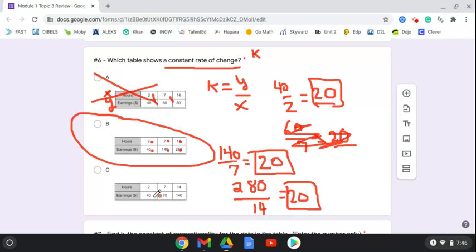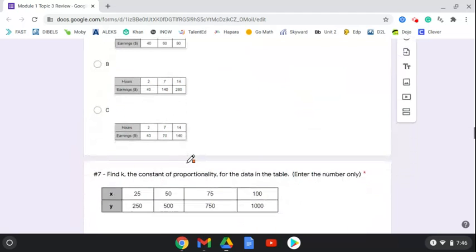We can eliminate C. 40 over 2 is 20, but 70 over 7 is 10. And so C also does not have a constant rate of change.